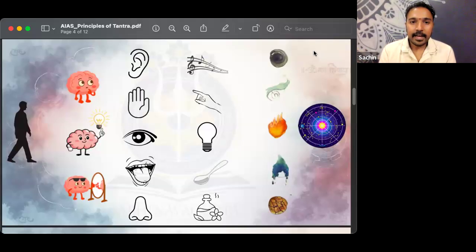We have got 5 sensory organs. Every one of us who are born as human beings have got these 5 sensory organs. The Shrotra Indriya, through which we hear. The Sparsha Indriya or the Tvak Indriya, which is the skin, through which we have the sensation of touch. And then we have the Netra Indriya, through which we see. The next is the Rasana Indriya or the Jihva, the tongue, through which we taste. And we have the Ghrana Indriya, through which we smell.